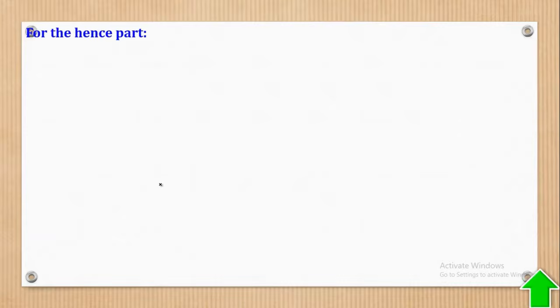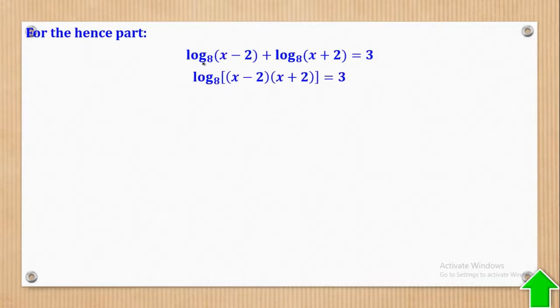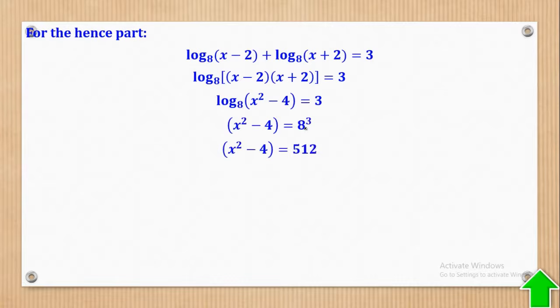So now we shall go to the hence part. So for the hence part, that is what was given and we have to solve it. So this addition means that here it will be multiplication. Difference of two squares, we come up with x squared minus 4. Then it implies that 8 to the power 3 is equal to x squared minus 4, as you can see it here. So 8 to the power 3 is equal to 512, and x squared will be equal to 516 when I take this to this side. Putting the square root will give me the value of x, and it will be 22.7156.